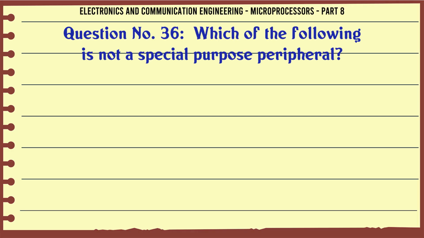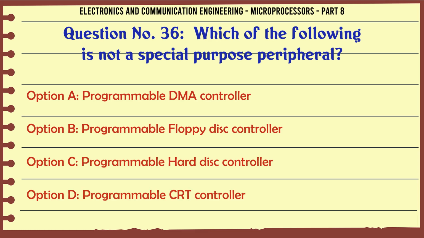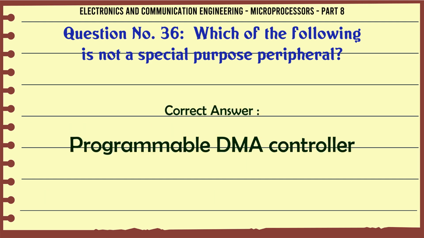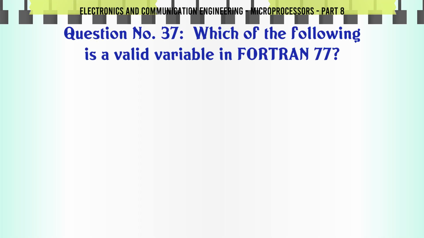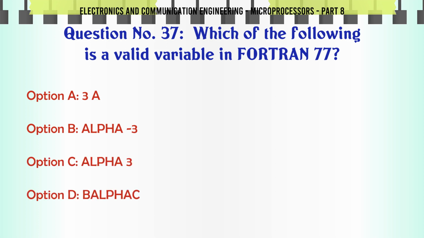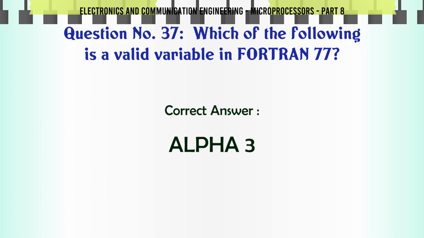Which of the following is not a special purpose peripheral? A, programmable DMA controller. B, programmable floppy disk controller. C, programmable hard disk controller. D, programmable CRT controller. The correct answer is programmable DMA controller. Which of the following is a valid variable in FORTRAN 77? A, 3A. B, ALPHA3. C, ALPHA 3. D, ALPHA*C. The correct answer is ALPHA3.